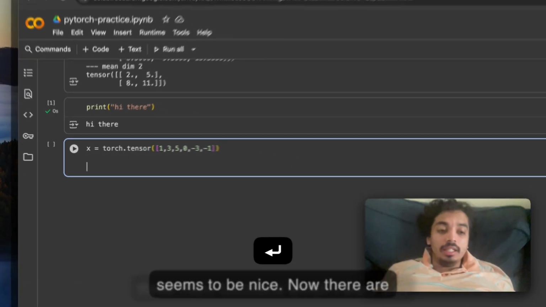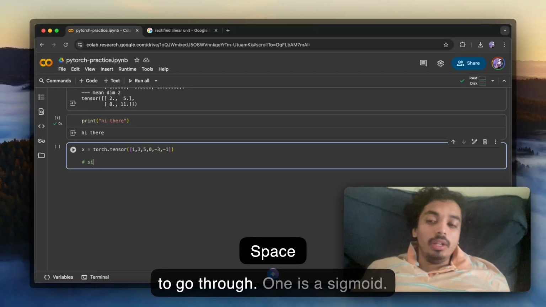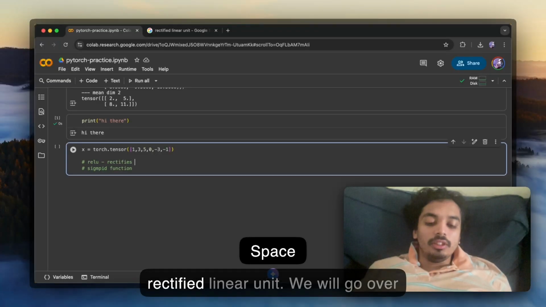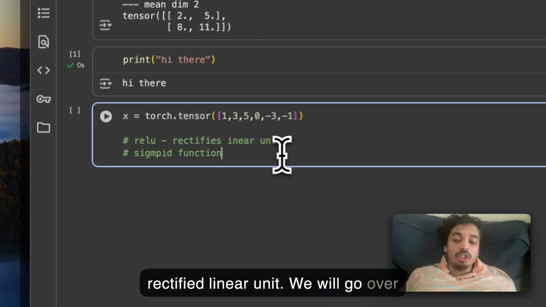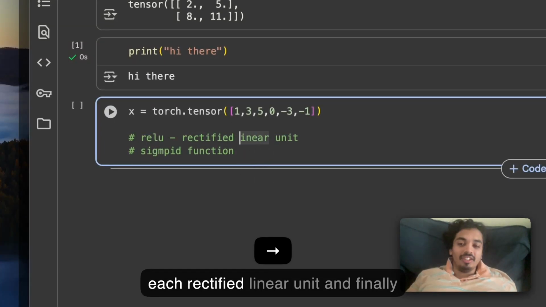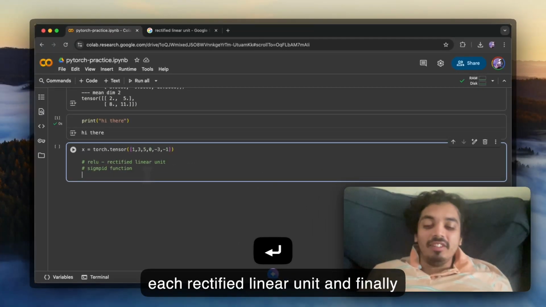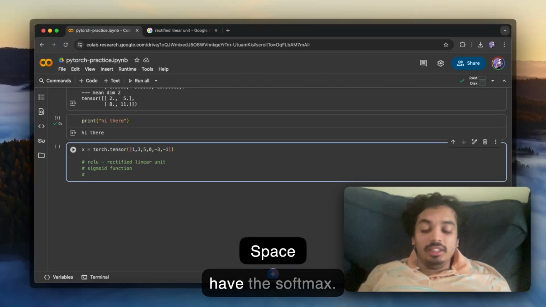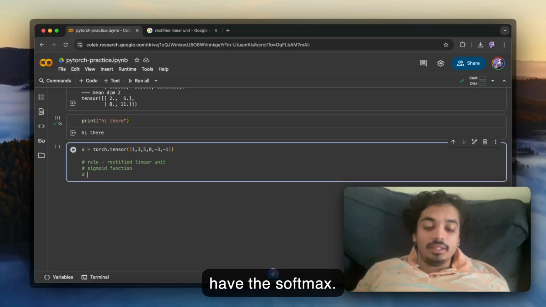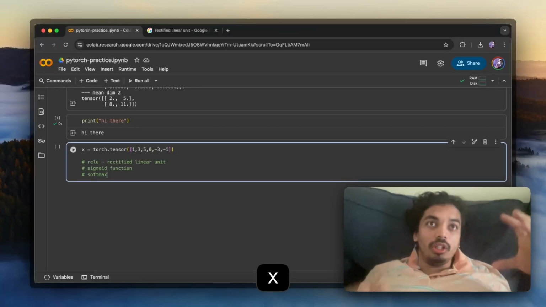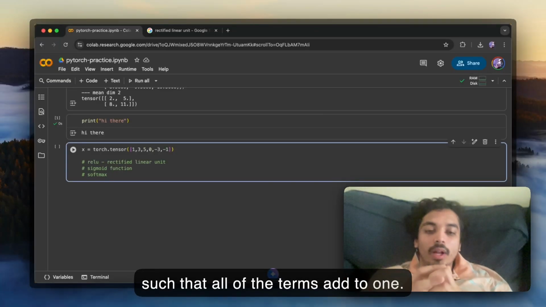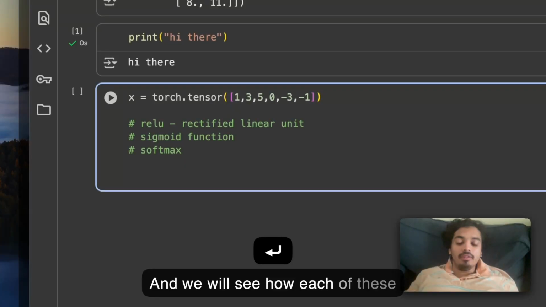Now there are three main functions which I want you to go through. One is the sigmoid. Then we have the ReLU, which is rectified linear unit. We'll go over each. And finally we have the softmax. Softmax is for creating probability distributions such that all of the terms add to 1. And we will see how each of these behave, right?